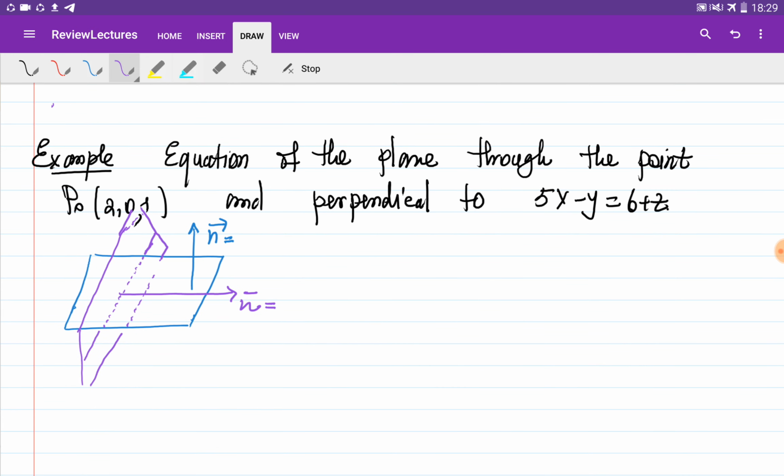So let's consider an example. What we want is to find the equation of the plane which is passing through this point and which is going to be perpendicular to this plane.